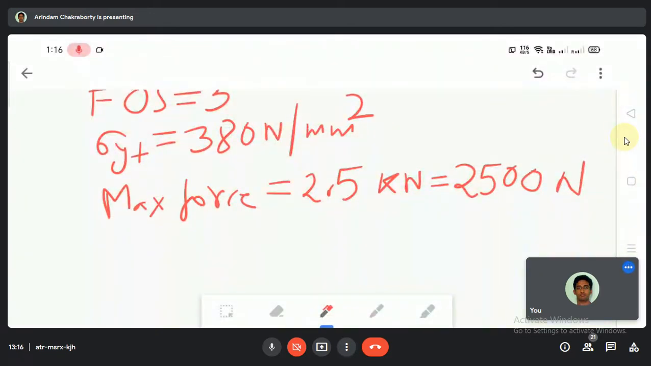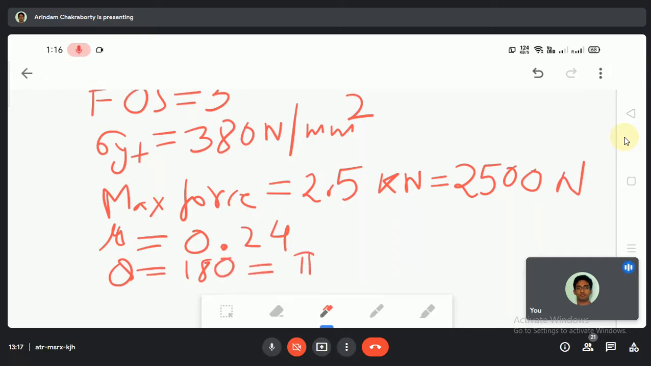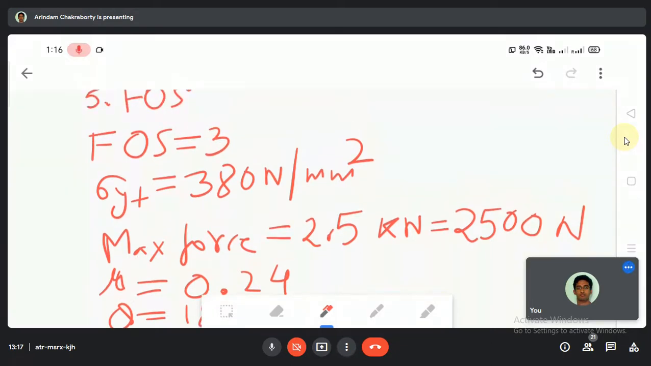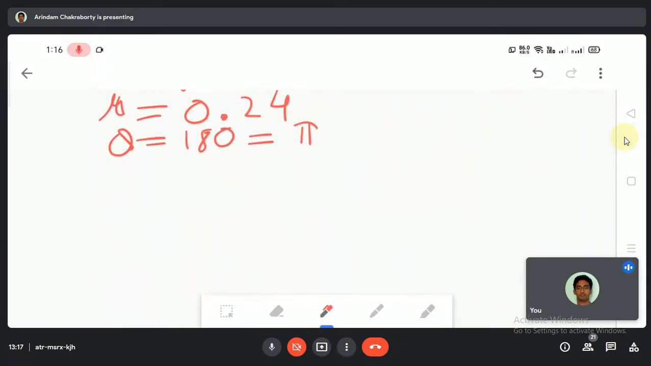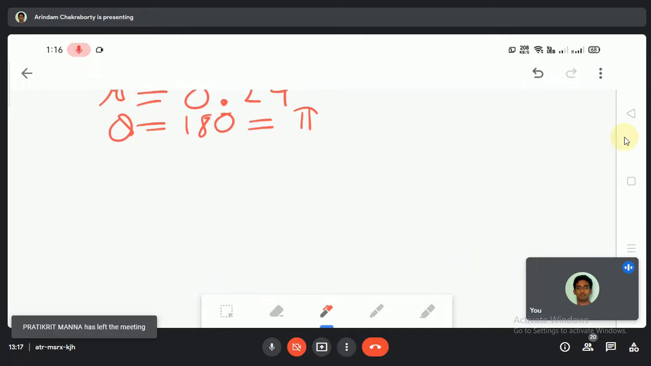Also, I forgot, mu will be given, so mu is equal to, for example 0.24, and theta is equal to 180, that is nothing but, if you convert it to radians, it will be pi. So this all will be given. So the thing is that this data will be given, and a diagram will be given in this manner. The diagram will be like this.